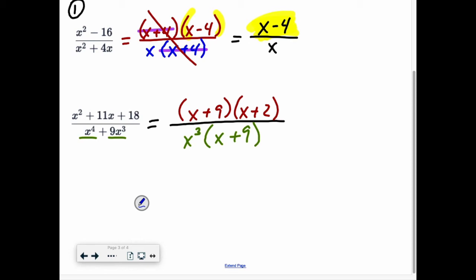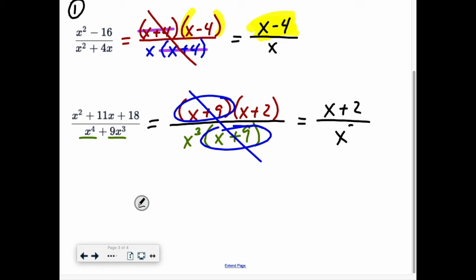Now I'm going to look for factors that are present in the numerator and the denominator. And I realize that x plus 9 is present in both. So I can cancel those out. And what's going to be left over here is x plus 2 and x to the third. That's our final answer.